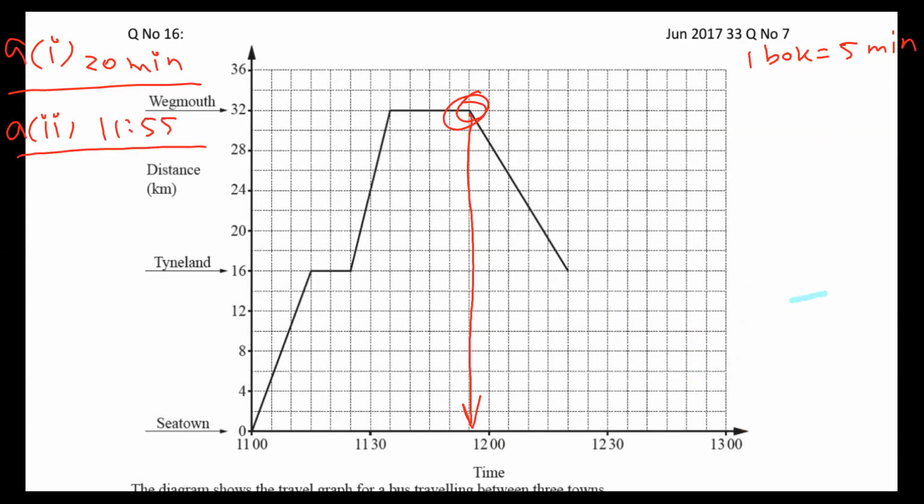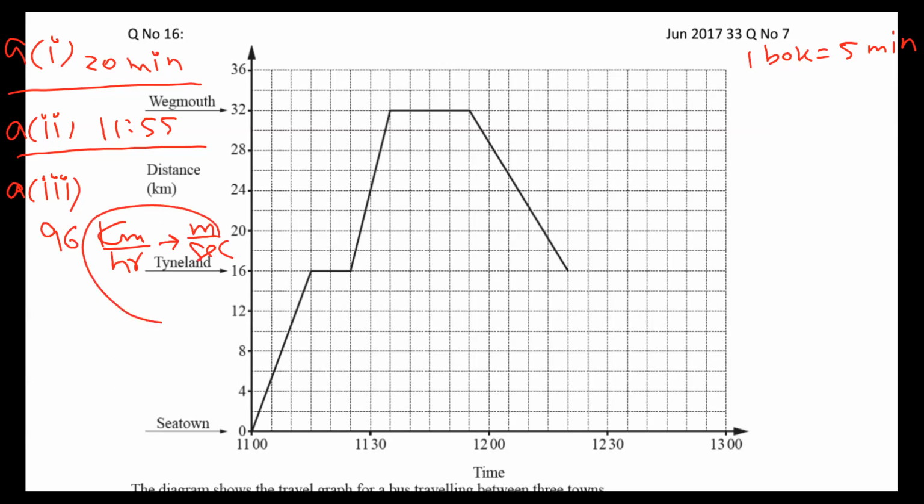I'm sure this is a very, very clear idea. Part number A third. He is asking a third part. According to the question, he is asking the speed of the bus from T to W is 96 kilometers per hour. Change 96 kilometers per hour to, okay, we have to convert 96 kilometers per hour to meters per second. This is not linked with any diagram.